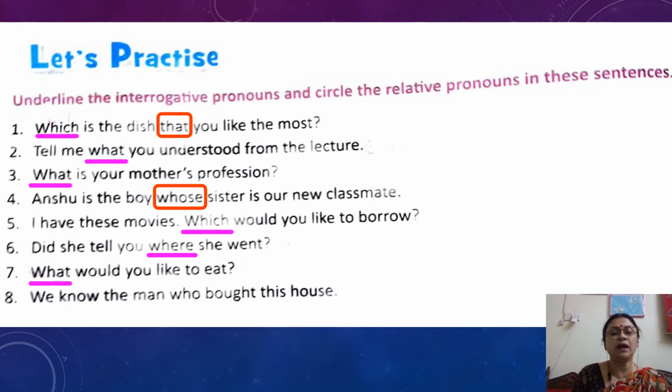Sentence number 8. We know the man who bought this house. Here, who is the relative pronoun as who is saying about the man, the noun which is already placed in the sentence. So, who is a relative pronoun. Let's move to the next exercise.